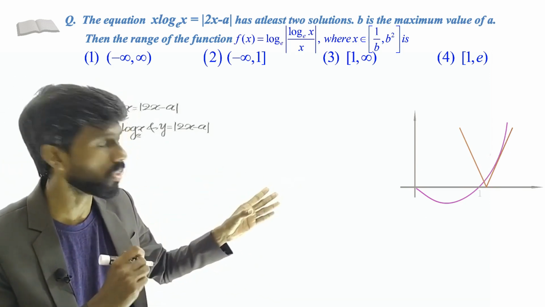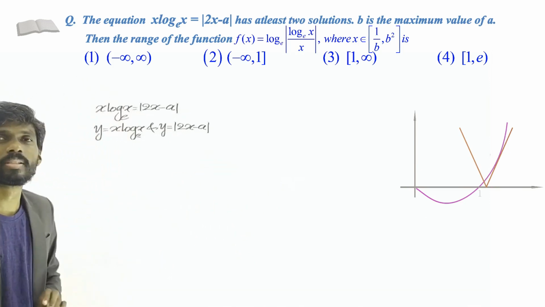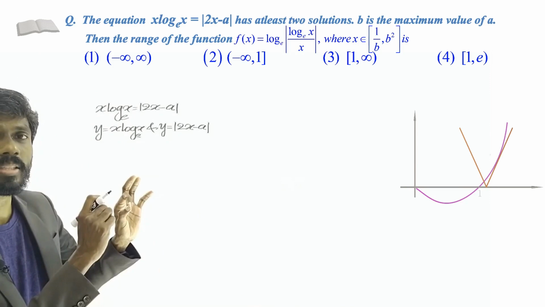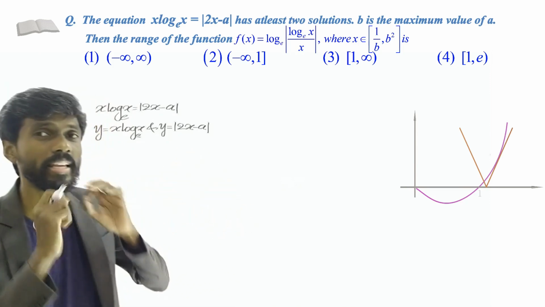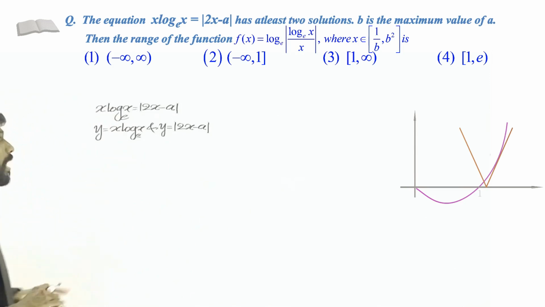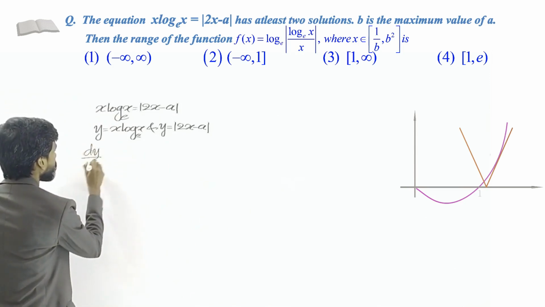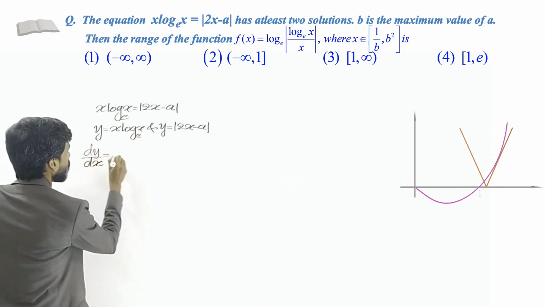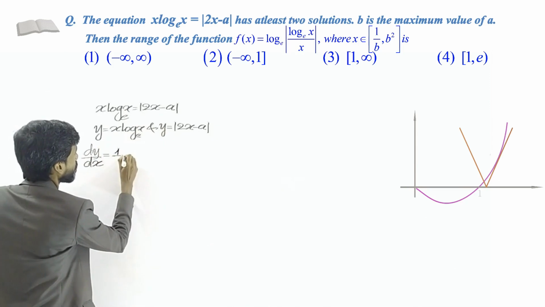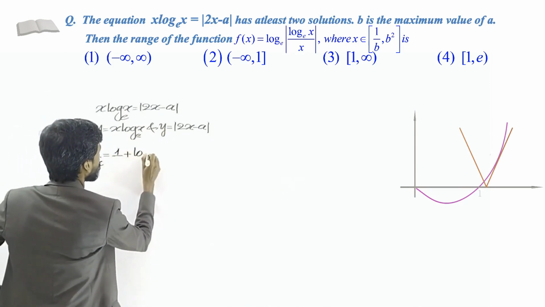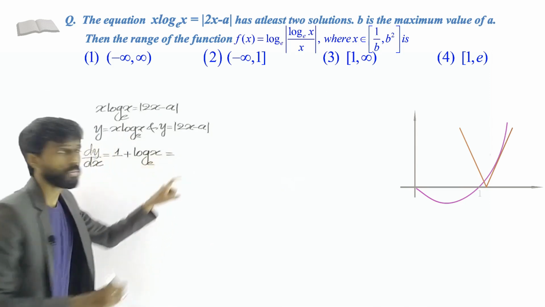Now let us find the condition. Let us use the condition that these two curves touch each other at a point. When the two curves touch each other at a point, there will be a common tangent. That means the derivative of this function and the derivative of that function are equal at that point. Alright, let us find the derivative. So dy by dx equals x multiplied by 1 by x, so that is 1 plus log x. That is the derivative of this function. So that must be equal to the derivative of this function.